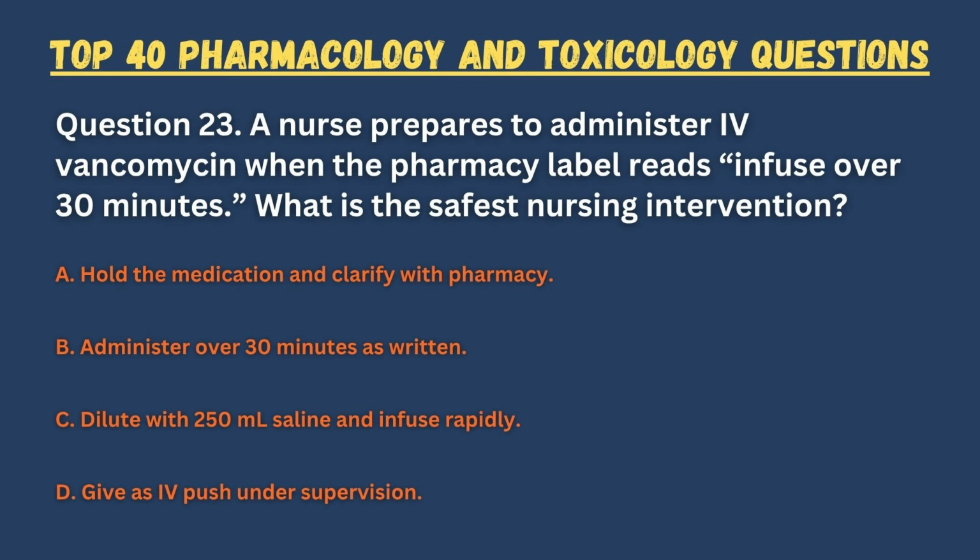Question 23. A nurse prepares to administer IV vancomycin when the pharmacy label reads, infuse over 30 minutes. What is the safest nursing intervention? A. Hold the medication and clarify with pharmacy. B. Administer over 30 minutes as written. C. Dilute with 250 milliliters saline and infuse rapidly. D. Give as IV push under supervision.